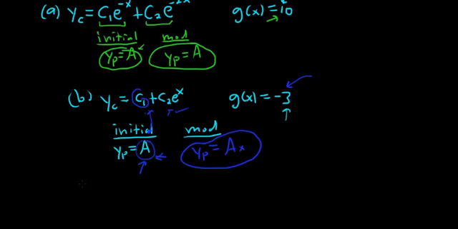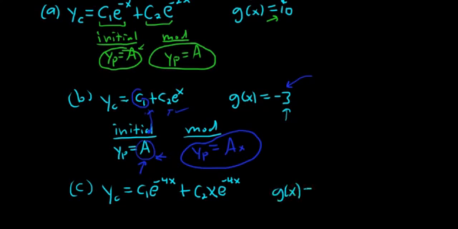Let's do another one, c. Just keep doing these. So yc is equal to c1 e to the negative 4x plus c2x e to the negative 4x. That's our complementary function. And here we have g of x, the right-hand side of our differential equation, which is 9 plus e to the negative 4x.